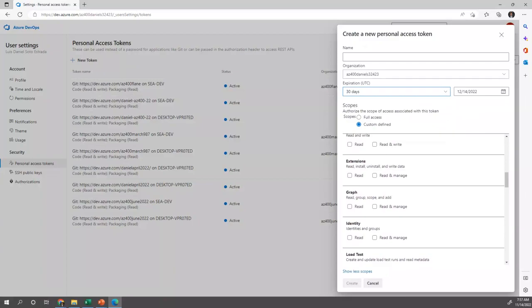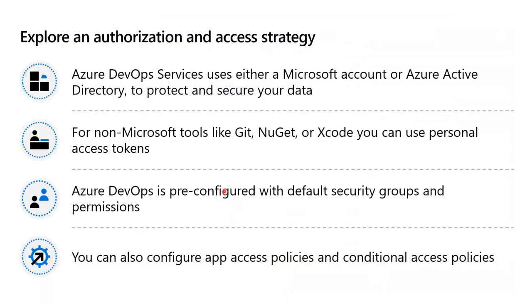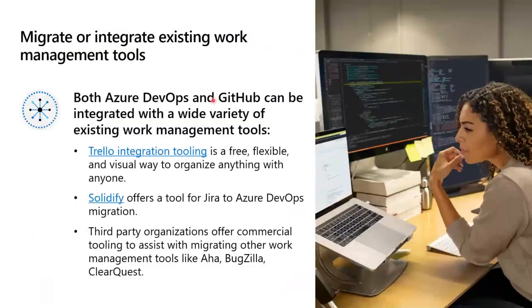All right. So this is going to be very useful when we are working with multiple members or with other entities that are going to have access to the different services that we have within Azure DevOps. What else? Azure DevOps can also be integrated with other tools, such as Trello, a free, flexible, and visual way to organize anything with anyone.